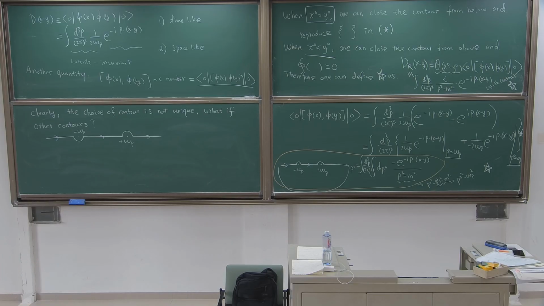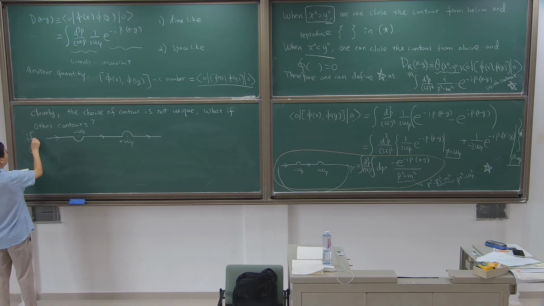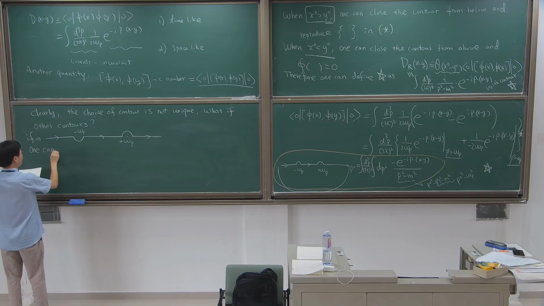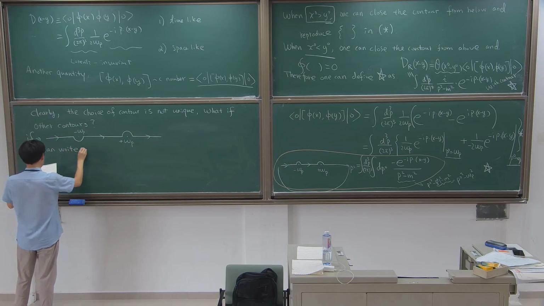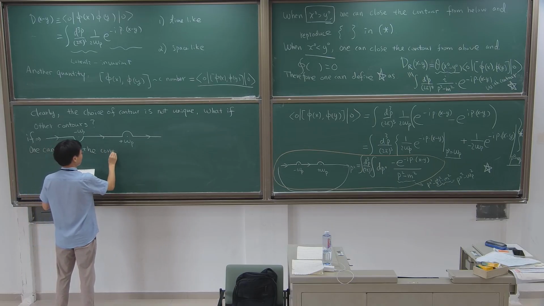It's constrained by the theorems. So I can specify the contour in a different way, and then it gives a different definition for my propagator. So one can write, if the contour I choose is in this way, then I can write the corresponding correlation function.